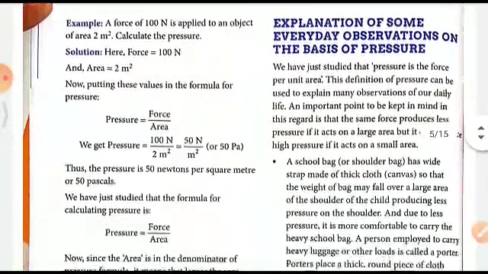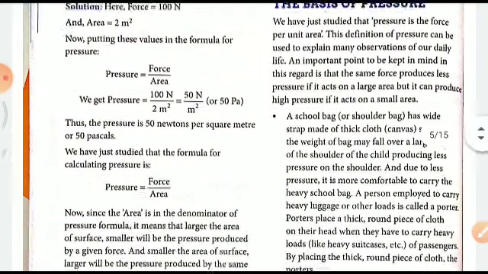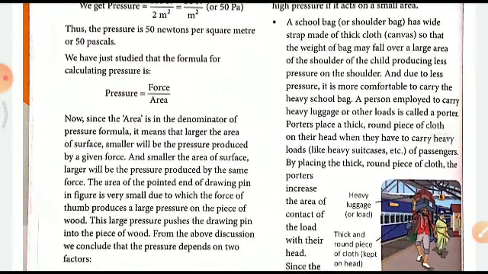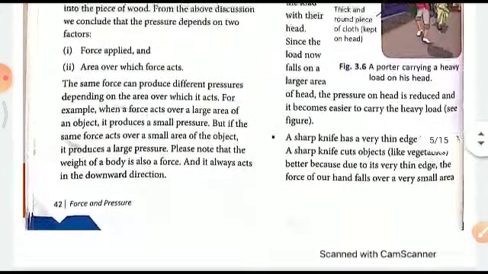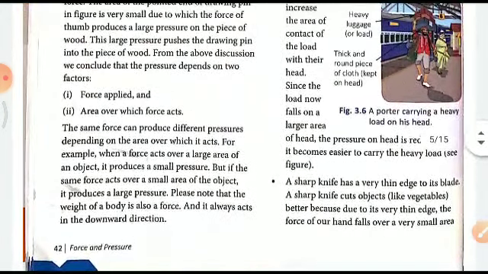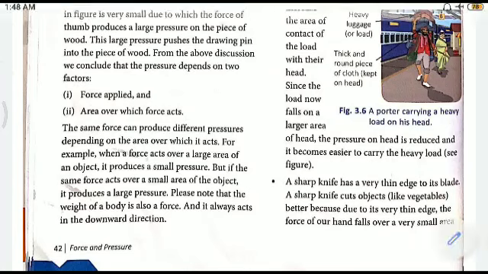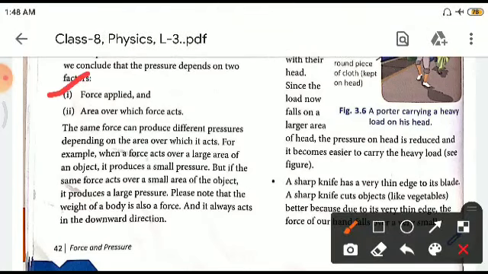And there are some examples here. A force of 100 Newton is applied on an object of area 2 meters square, and you are asked to calculate the pressure. So we put in the values and we get 50 Pascal as the pressure.